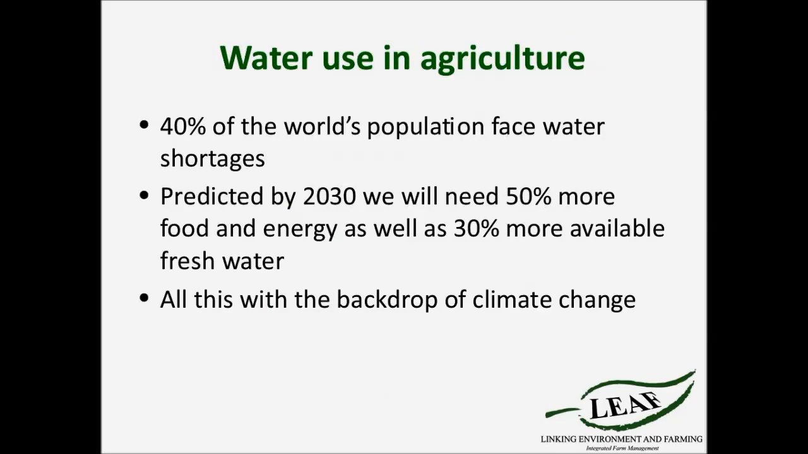Agriculture uses a lot of water. 40% of the world's population face water shortages, and I think that is one of the biggest challenges, as we're predicted by 2030 to need 50% more food and energy. We also, to support that, need 30% more available fresh water, and that's in our growing, in our drinking, and also in our cooking.